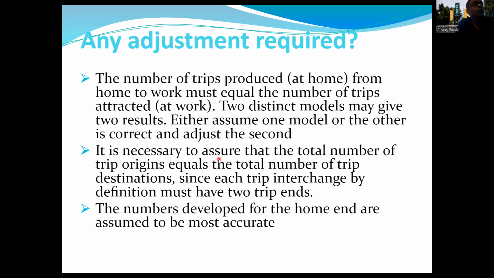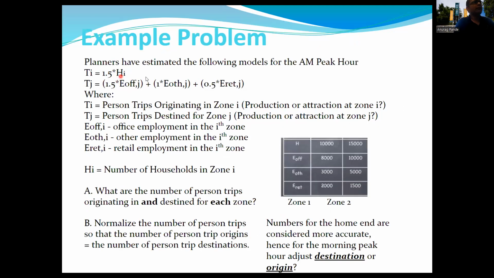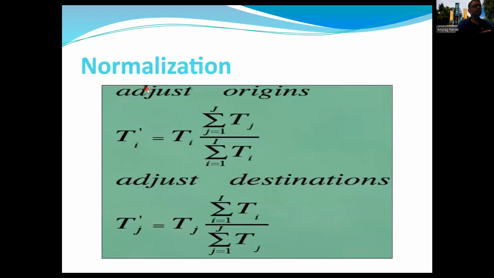It is necessary to ensure that the total number of trip origins equals the total number of trip destinations, because each trip must have two trip ends. So that's why we want to have those numbers. And as I said, typically numbers developed for the home end are considered more accurate, and for morning peak hour, those will be the originating trips model. So we're going to consider this the more accurate model. Then we can adjust our origins or adjust destinations. In this case, we are going to adjust the destination model.